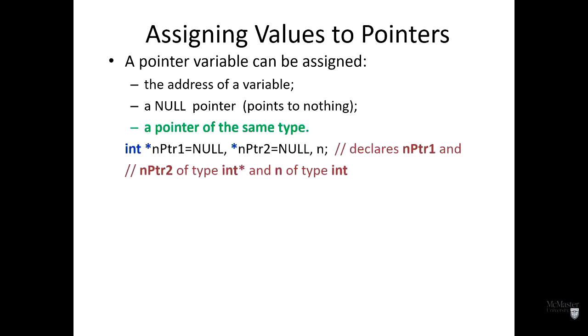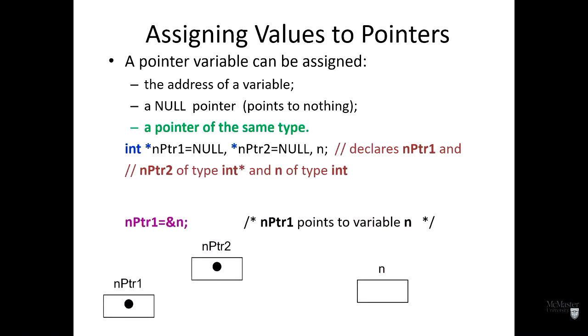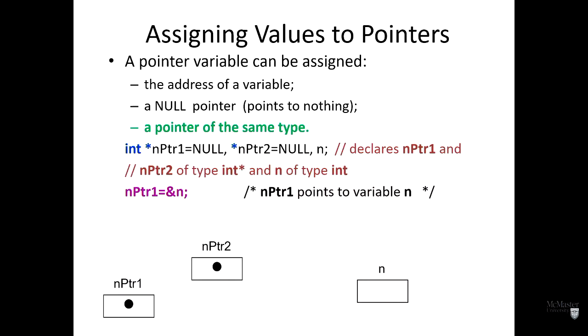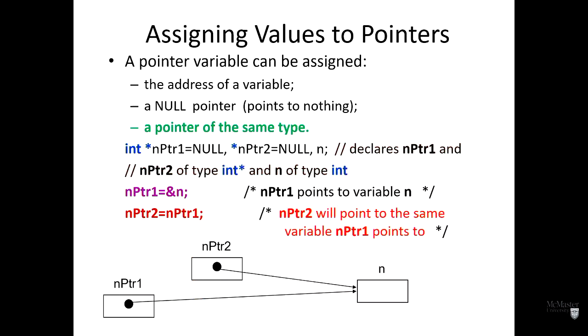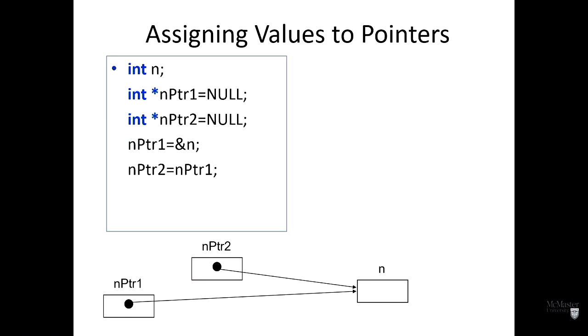So here, I say pointer 1 is null, pointer 2 is null, and then I define another integer variable n. And then I assign the address of n to pointer 1. This will happen. Then later, I say pointer 2 is equal to pointer 1. So both will point to n, right? Clear? This makes sense? Do you have any question?